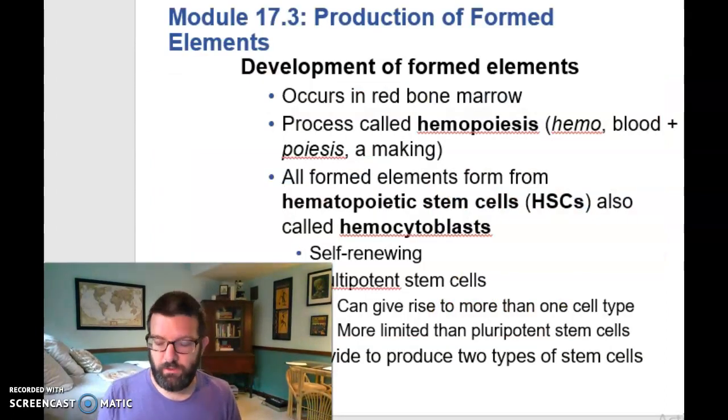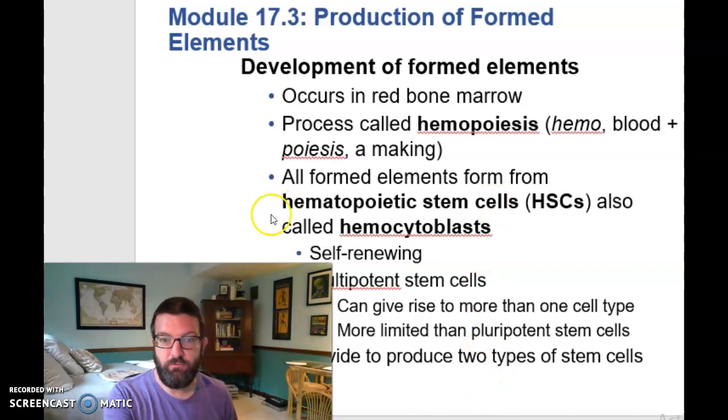As you learned last year in Bio 151, blood cells are formed in the red bone marrow. And this process is called hemopoiesis, which means blood making, or sometimes called hematopoiesis, which has the same meaning. And all of these blood cells, you have a lot of different types of blood cells, they all begin with a type of stem cell called a hematopoietic stem cell, or sometimes hemocytoblasts.